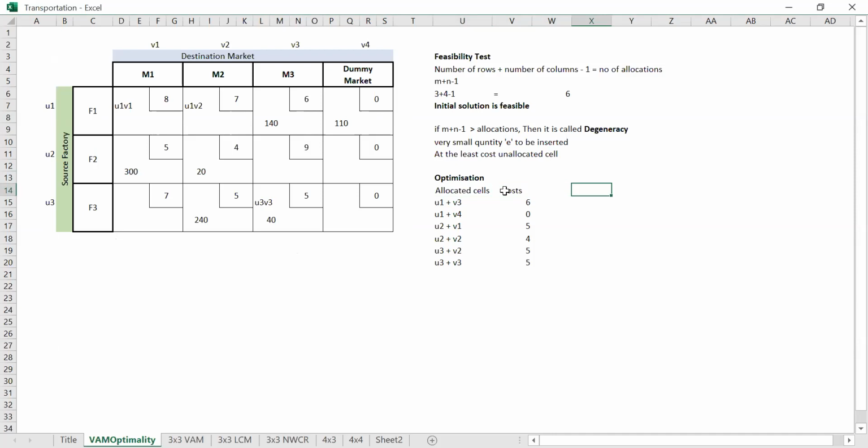So based on the allocated cell costs, we have to first find out all U's and V's. U1, U2, U3, V1, V2, V3, V4. These are the 7 variables here, or 7 items used, and we have to find out the values of these 7 items. So we have to start somewhere. Say we have these equations. Let's convert these into equations.